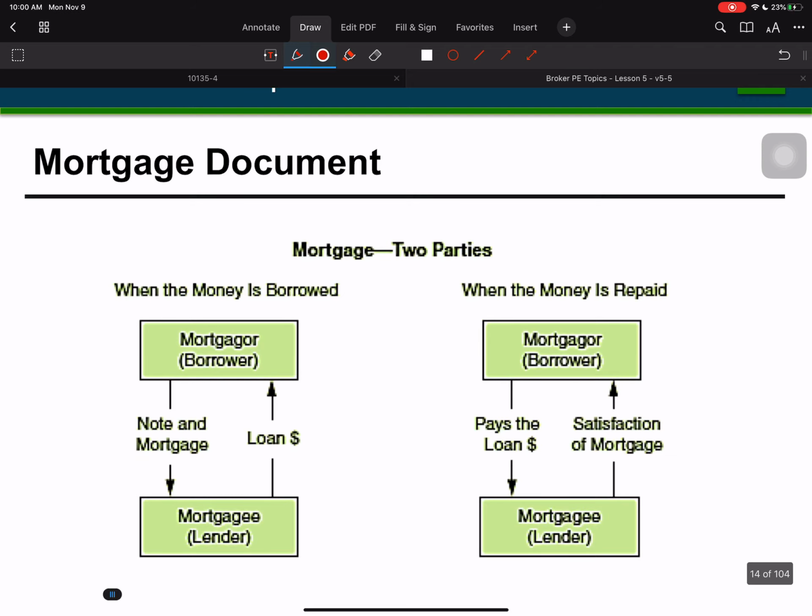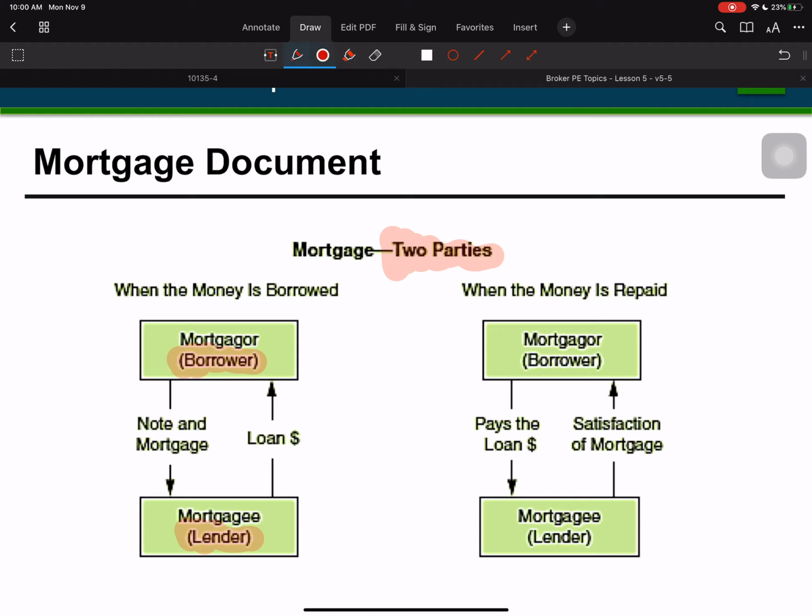All right, so let's go back to mortgages. So remember I said a mortgage has two parties. When the money is borrowed, this is how it works. So the mortgagor equals the borrower, mortgagee equals the lender. I always cross them out so that you guys have a full understanding and get in the habit of remembering who is who. That way you guys don't get confused.